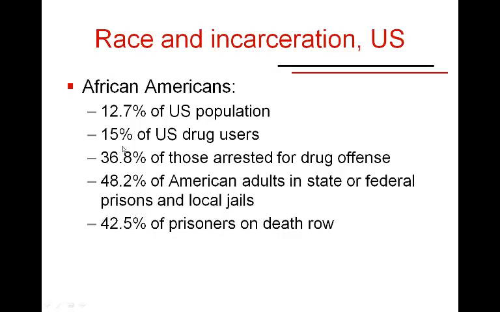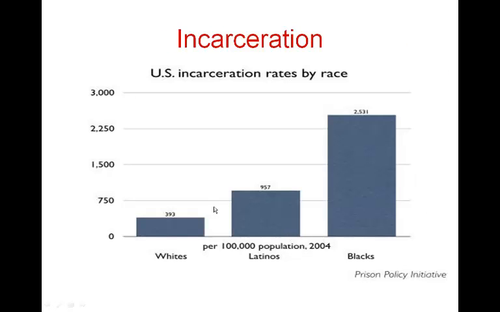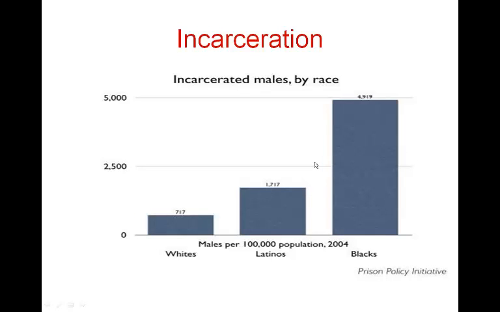So even if you just look at the contrast between the proportion of the U.S. population and the percentage of the population on death row, you see that there is a tremendous overrepresentation of the African American population in the criminal justice system, even in its most dire form. Here are some comparisons across race and incarceration rates. Whites, Latinos, and blacks. This is the population overall, and you see huge differentials. If you disaggregate by sex, you see even greater differentials.